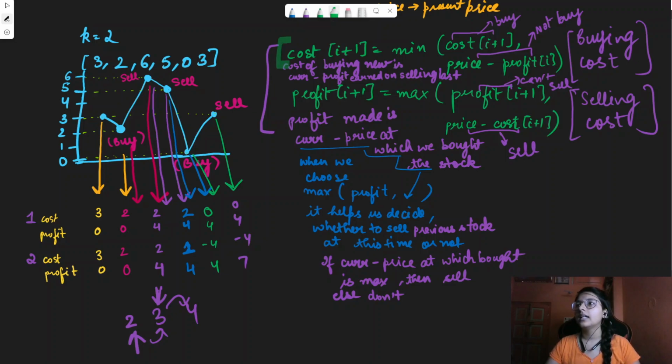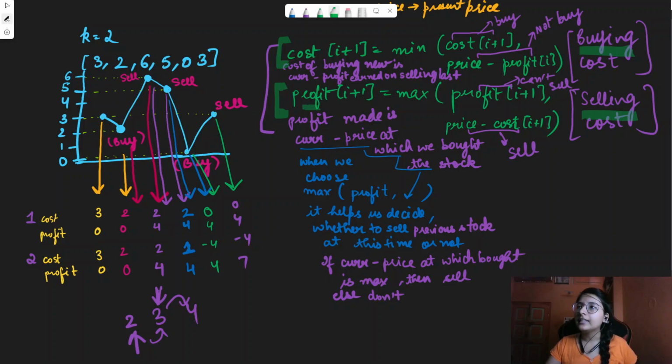So here cost of i basically represents the buying cost, and profit of i plus 1 basically represents the selling cost. For buying just the next stock, means making the transaction for just the next stock, which is the minimum? Is the price of that stock minimum? If that is so, then we will buy it. Or if the price of our present stock minus the profit which we earned on selling the last stock is minimum, then in that moment we won't be buying our next stock. So this was the logic we are using here.